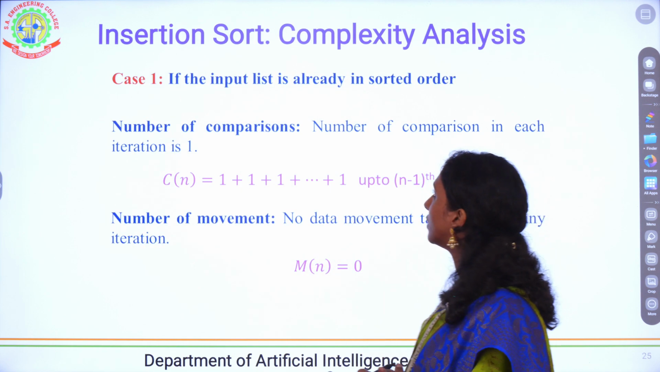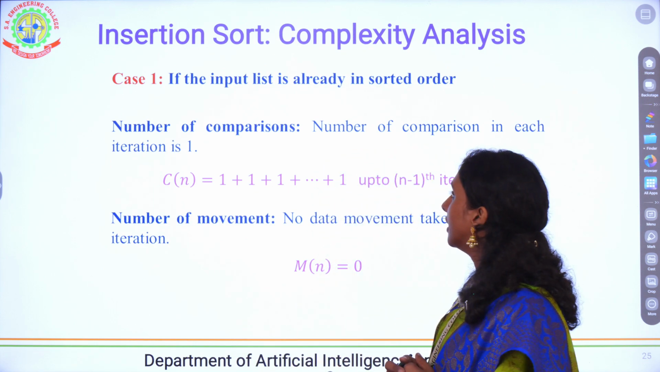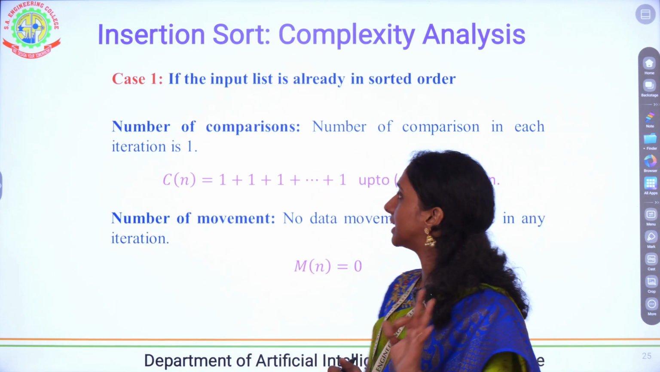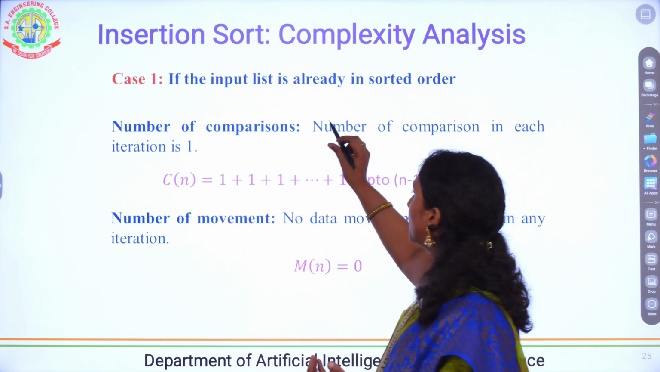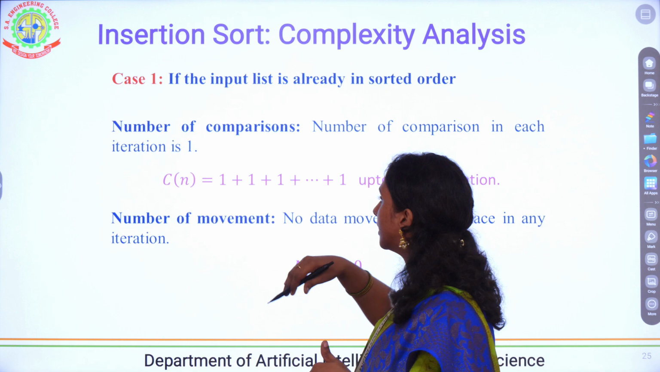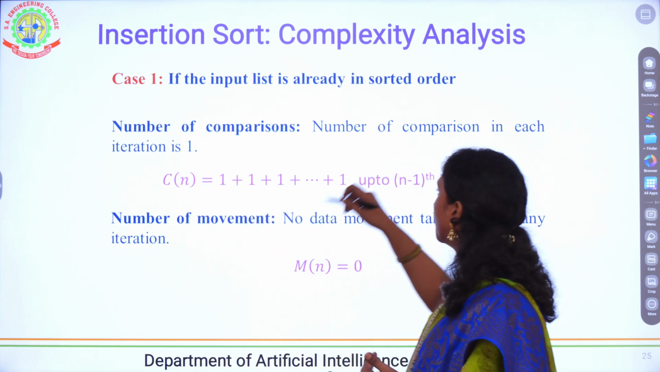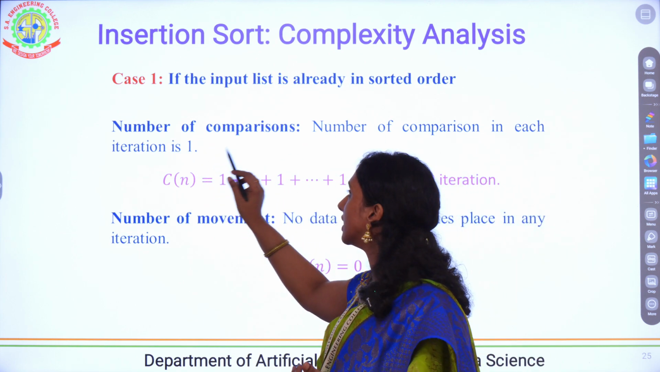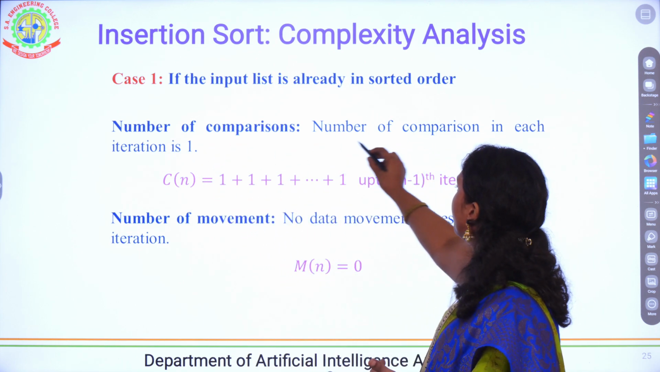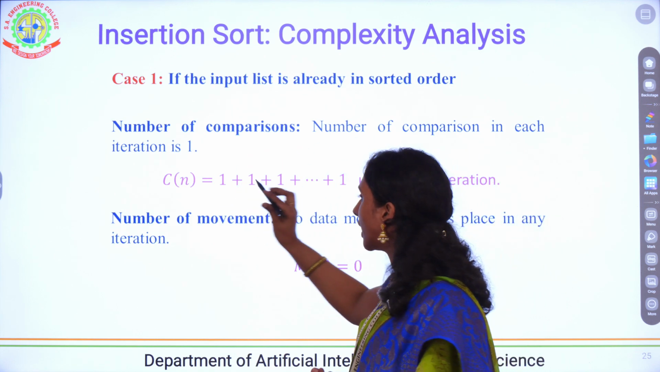So here also, if we see the complexity analysis of an insertion sort, we will consider it in three different cases, the same way we have considered for bubble sort. If the input list is already in sorted order, here the number of comparisons will be different, because the number of comparisons in each iteration is 1.